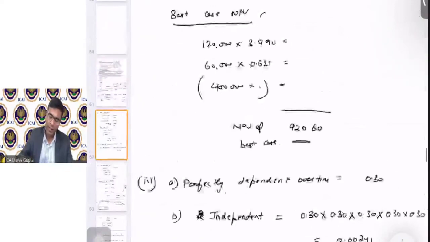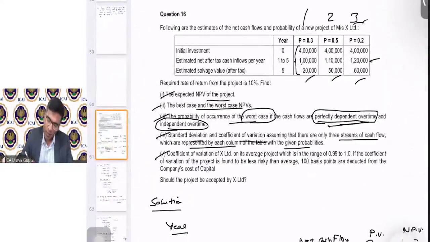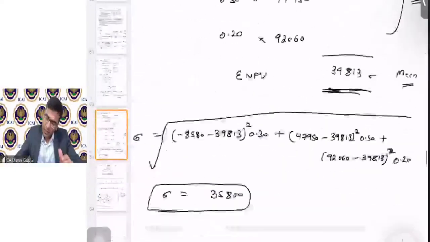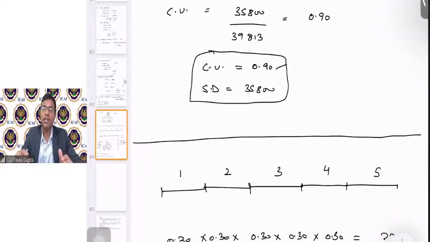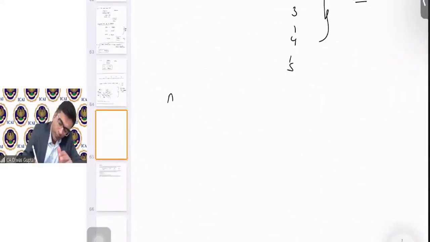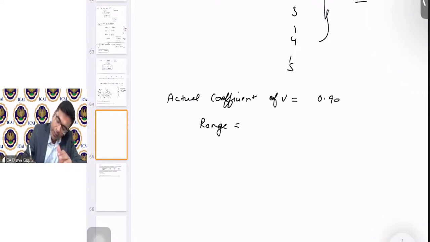Okay, students. Now let's quickly come to the last part of this question. Coefficient of variation of X Limited on its average project is in the range of 0.95 to 1. If the coefficient of variation of the project is found to be less risky than average, 100 basis points are deducted from the company's cost of capital. Yes, we have calculated the coefficient of variation. The actual coefficient of variation is 0.90. The range is 0.95 to 1. If it is less than this range, then what happens? Reduce 1% from cost of capital.